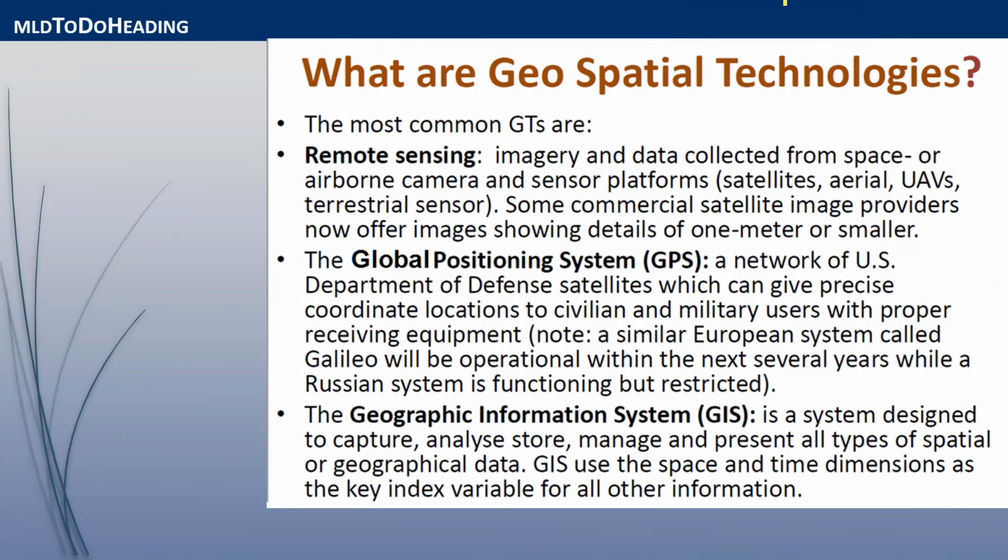So the next question that arises is, what are the common geospatial technologies? There are generally three geospatial technologies. The first one is remote sensing, the second one is GPS, which we call Global Positioning System, and the third one is the Geographic Information System. We will discuss them one by one, but in brief, let's see what remote sensing is.